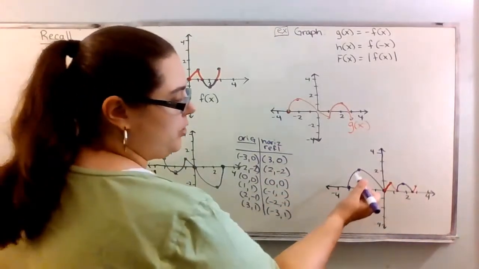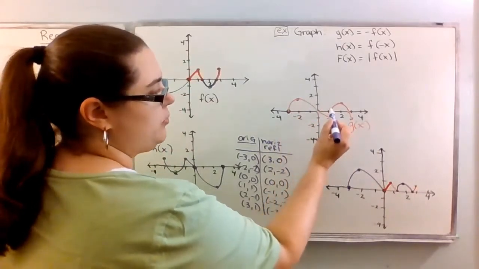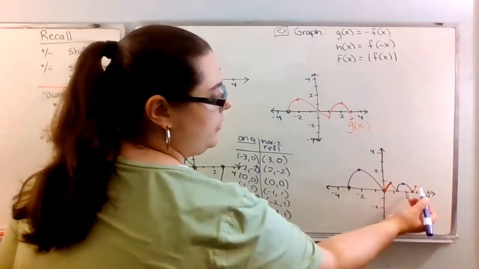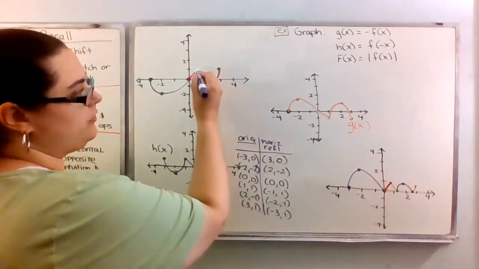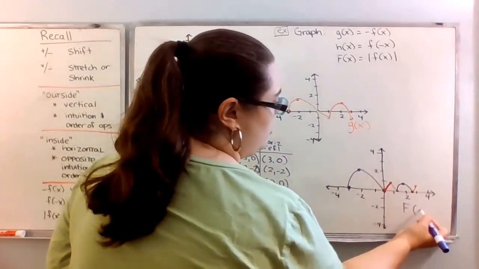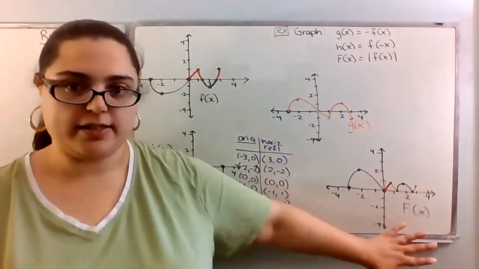Notice what I drew in purple here matches those components up here. And what's in red matches the original function. So this is capital F of x. So this is the absolute value of lowercase f of x.